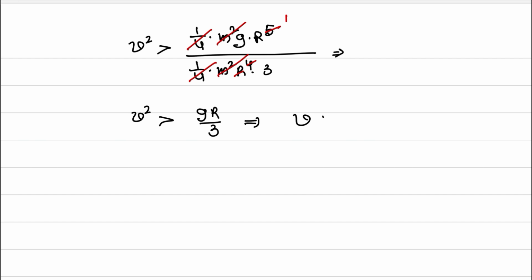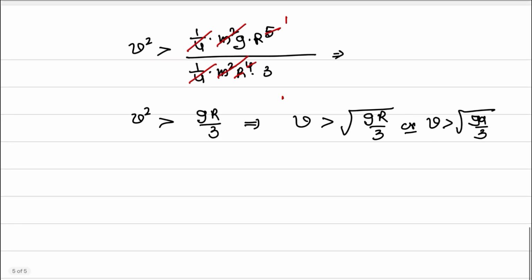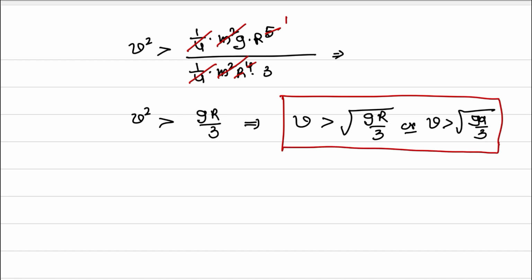That implies V should be greater than square root of G r by 3, or V should be greater than square root of g a by 3. Don't get these answers confused with rolling without slipping or road embankment. People usually get confused with road embankment. Those equations are different, and the values you get from rolling without slipping are different. If they become equal anytime, that depends upon the question.